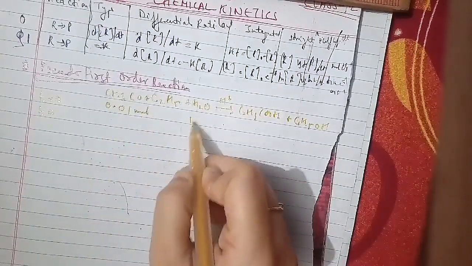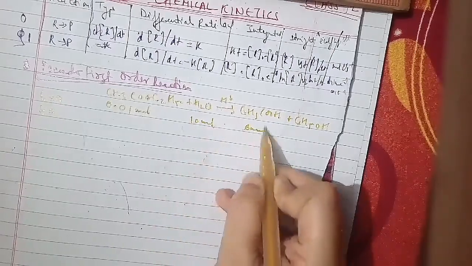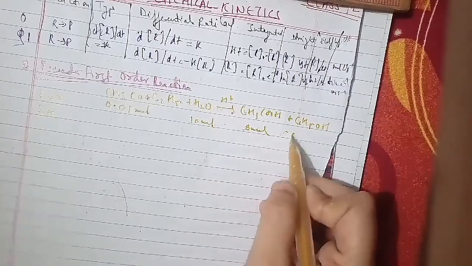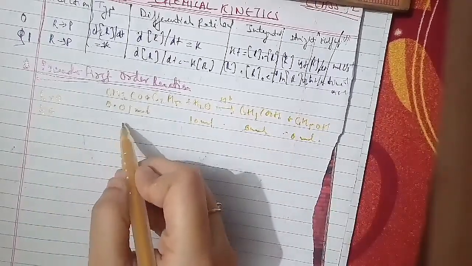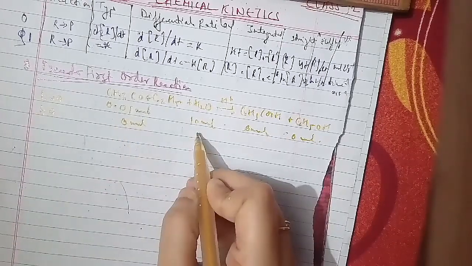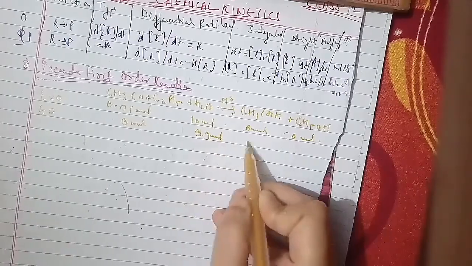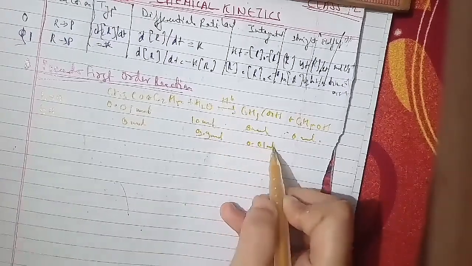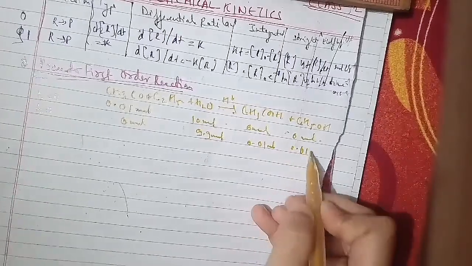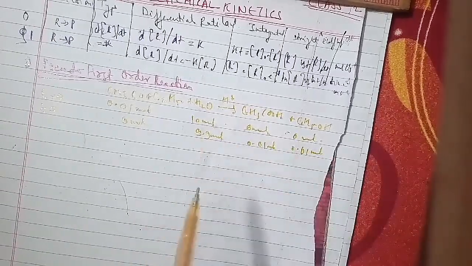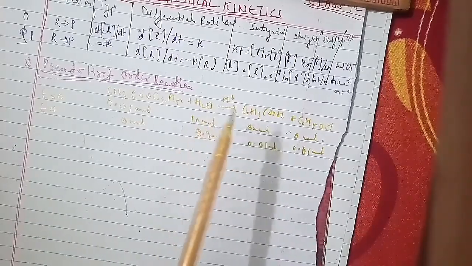It is 10. It will give 0 mole, and that is your plus 0 mole here. For 0 mole here at time t equals to, that is 0 mole. This is your 9.9 mole. Will give 0.01 mole and 0.01 mole that we have.